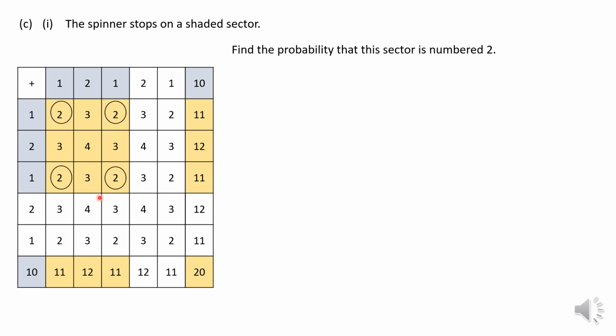Now let us see first of all how many number 2s we have in the shaded part. We only have 4, but it has to be 4 over the shaded ones. So if you look at the shaded ones, it's 3, it's 6, it's 9, it's 12, it's 15, it's 16. So the answer should be 4 out of 16, which simplifies to 1/4.